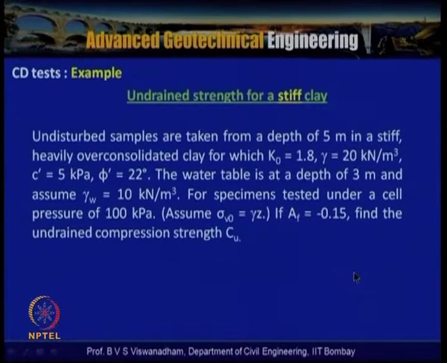Similarly, another problem where undisturbed samples are taken from a depth of 5 meters in a stiff heavily over consolidated clay, for which K naught is equal to 1.8, and because this is an over consolidated clay, the K naught will be high, and gamma is 20 kilonewton per meter cube, and C' is equal to 5 kilopascals and phi' is equal to 20 degrees, and the water table is at a depth of 3 meters, and assume that gamma W is equal to 10 kilonewton per meter cube, and for specimens tested under a cell pressure of 100 kilopascals, and if AF is equal to minus 0.15. So you can see that the AF is negative here, and find the undrained compressive strength Cu.